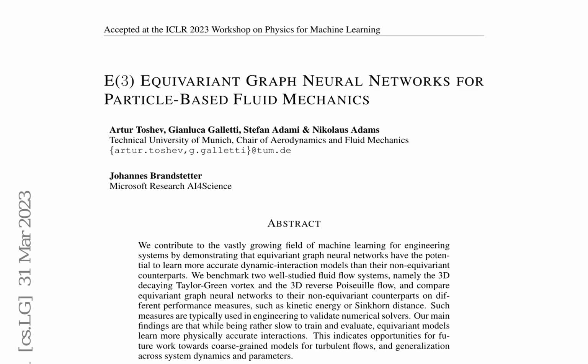Equivariant graph neural networks have been explored for learning more accurate dynamic interaction models in particle-based fluid mechanics. Two well-known fluid flow systems, the 3D decaying Taylor-Green vortex and the 3D reverse Poiseuille flow, were benchmarked to compare the performance of equivariant graph neural networks against their non-equivariant counterparts.